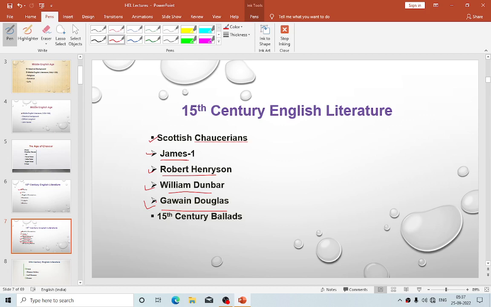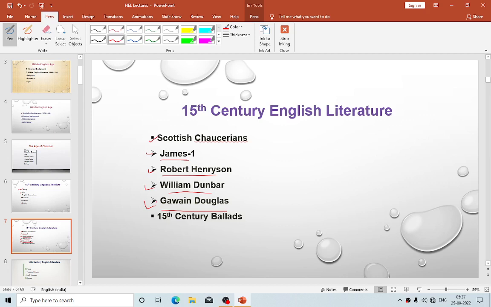His works consist of two original poems. The titles of those original poems were The Palace of Honor, that is one, and King Hart, that is one. And a translation of Virgil's Aeneid.